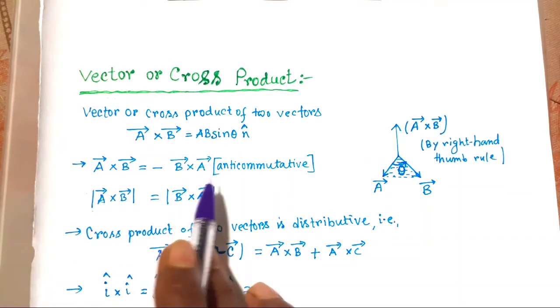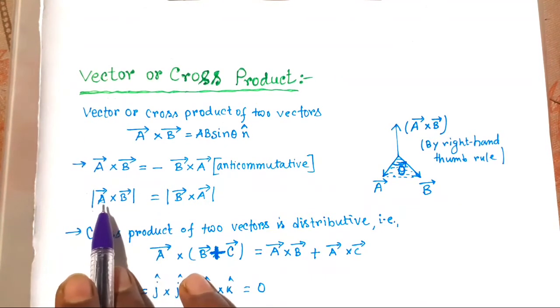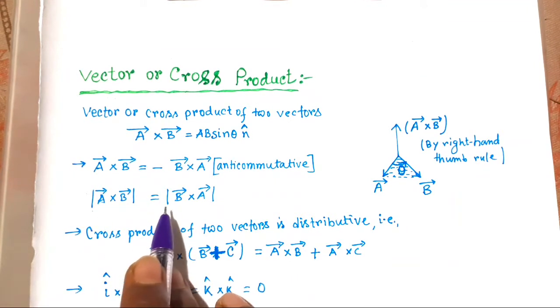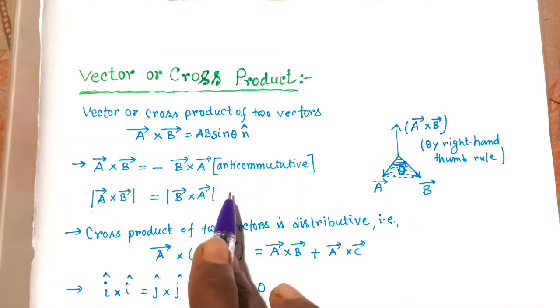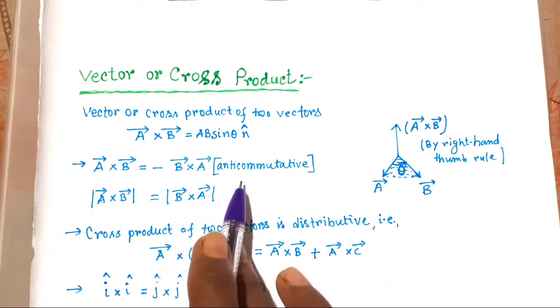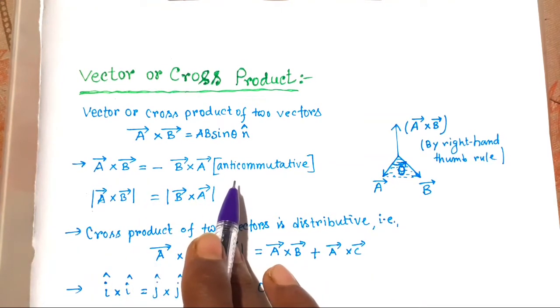So the magnitude will be the same. The magnitude of a vector cross b vector equals the magnitude of b vector cross a vector. The magnitude will be the same because there is no direction in it.